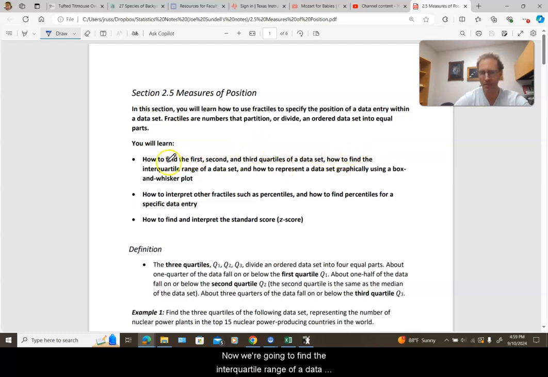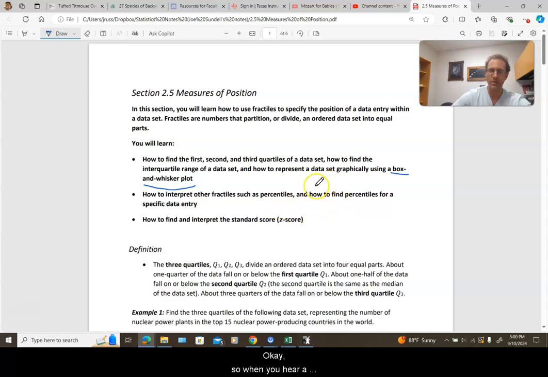Now we're going to find the interquartile range of a data set, how to represent a data set graphically using what's called a box and whisker plot, okay? And then how to interpret other fractiles such as percentiles or deciles, although we're really not going to talk much about deciles, but percentiles are used a lot. And then how to find percentiles for specific data entry. And then how to find and interpret the standard score, also known as the Z-score.